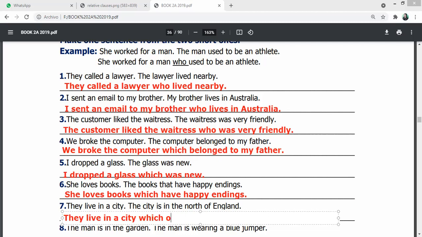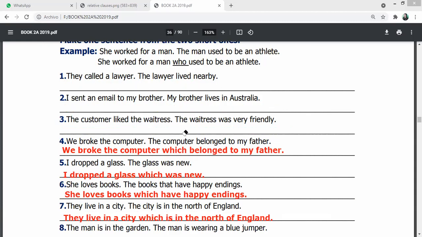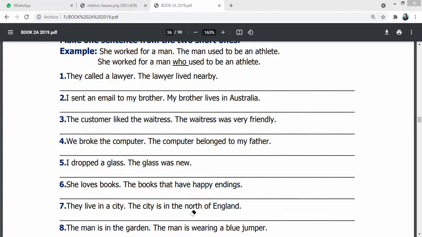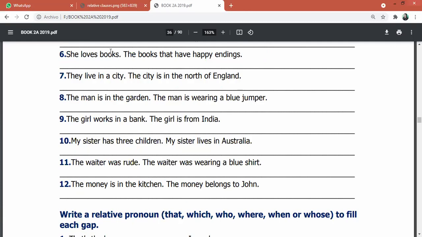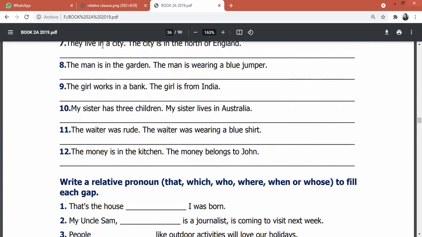Which is in the north of England. Okay, that is number 8. So next one, number 8.